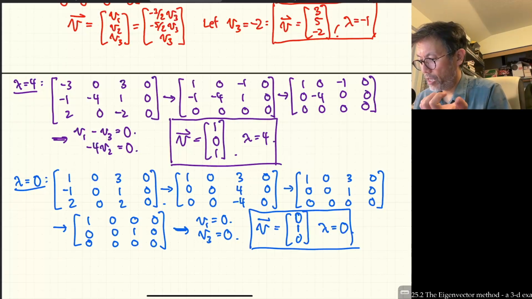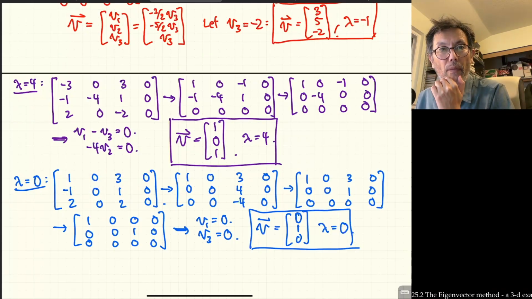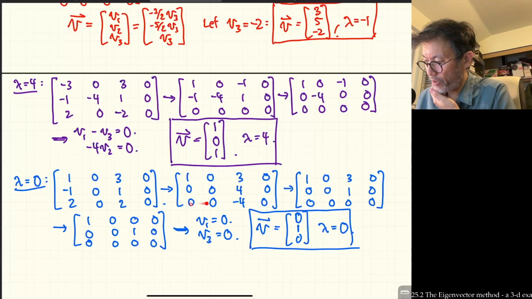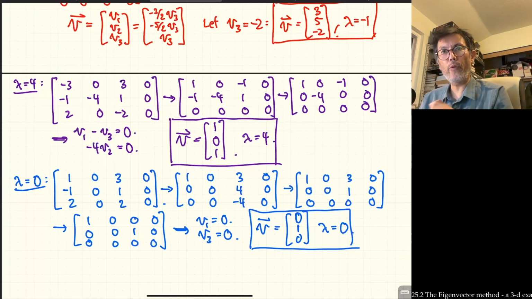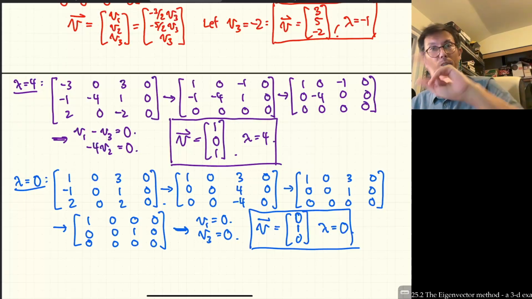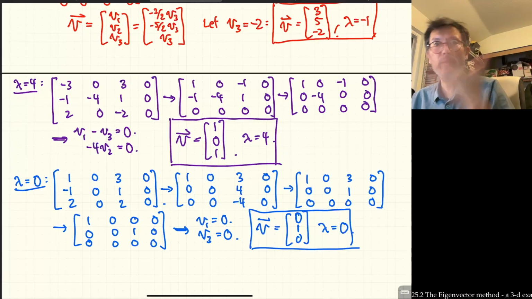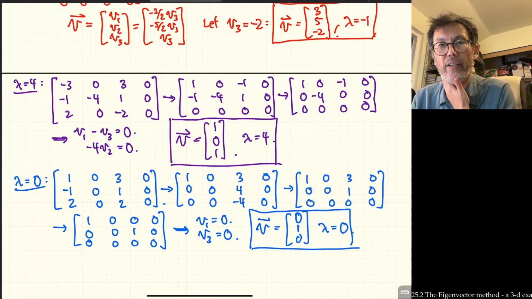Okay. What I did is I added row 1 to row 2. That gave me 0, 0, 4, 0. And then I added negative 2 row 1 to row 3. That gave me 0, 0, negative 4, 0. And you can see, row 3 is a scalar multiple of row 2, so I can kill row 3. Furthermore, I'm going to do two moves at once. I can make this 4 into a 1 just by multiplying row 2 by 1/4. I did those two moves, and that's the result.